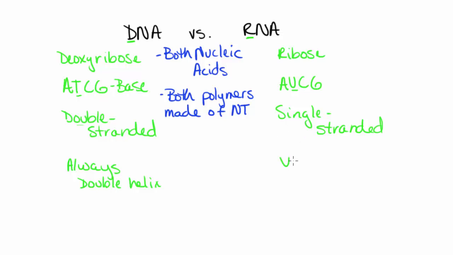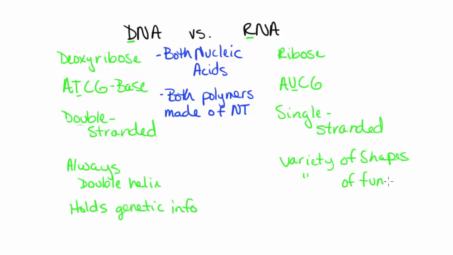and RNA is going to have a variety of shapes. And the fact that it has a variety of shapes means that it can also do a lot of different things. So DNA is always a double helix, just one shape. It basically holds or contains the genetic info or genetic material. And when we're talking about RNA, because it has a variety of shapes, it also has a variety of functions.